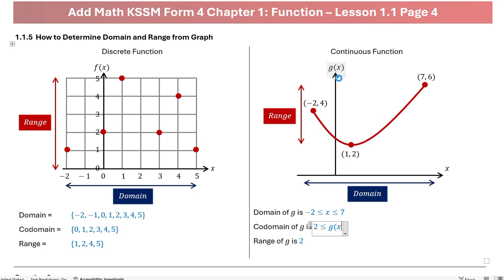Gx, the highest point is 6. As I said, better you draw the dotted line. Okay, xy. So here is 7 and here is 6. Do you have a graph above 6? No. Do you have a graph vertically below 2? No. And again, for continuous function, domain and range is the same. So I just cut and paste here.